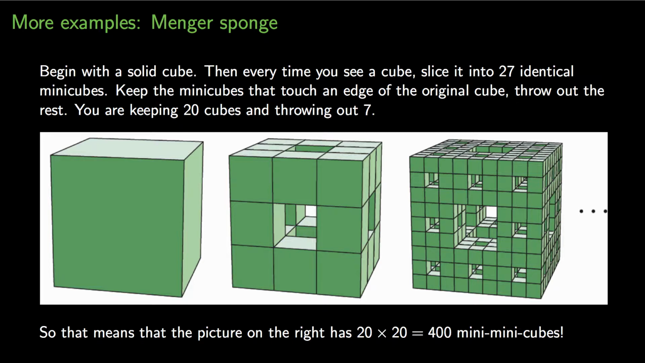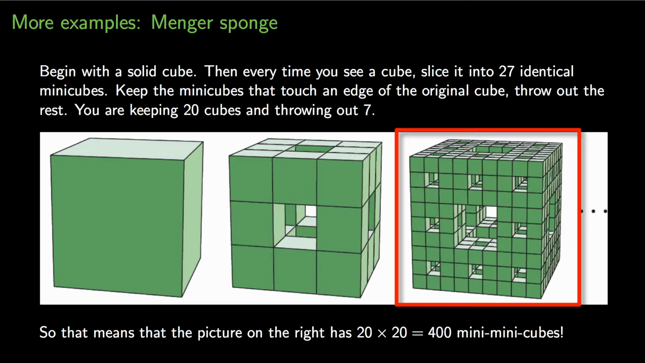I have to follow this rule again to get the picture on the right. I'm going to follow the rule 20 times for the 20 green cubes that remain. I take all of those 20 cubes, I slice them into mini cubes, and then I throw out the same 7 mini cubes in the same pattern. And so I get this beautiful pattern on the right here.